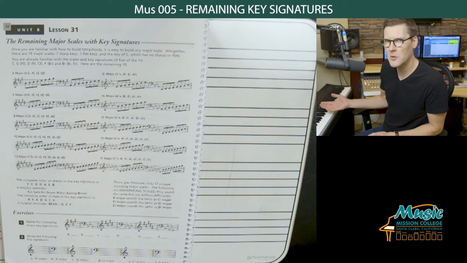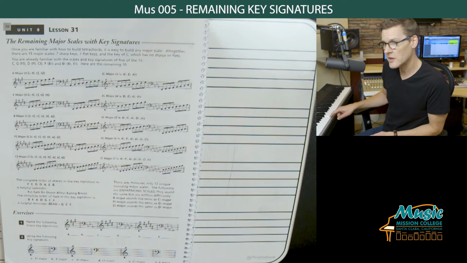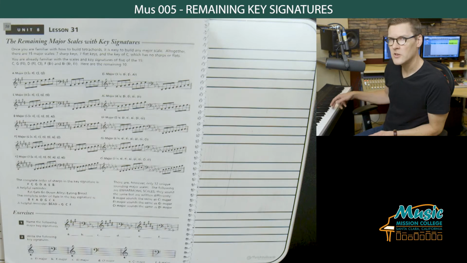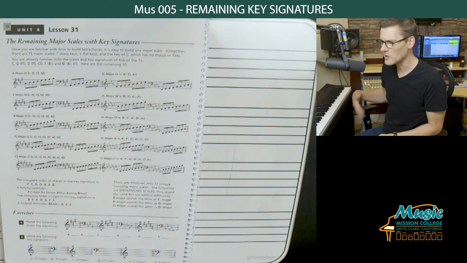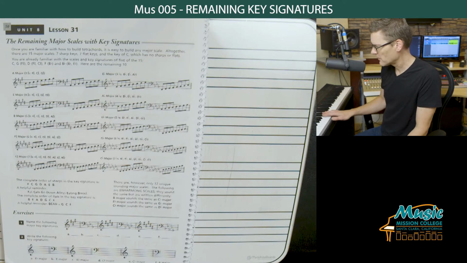But if you look at a piano and I start on a C and I play all the notes to the next C, there's basically 12 half steps and then we start repeating. So that's it. There's no more notes possible.